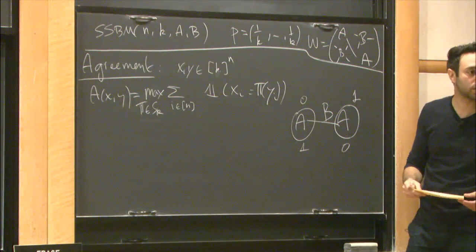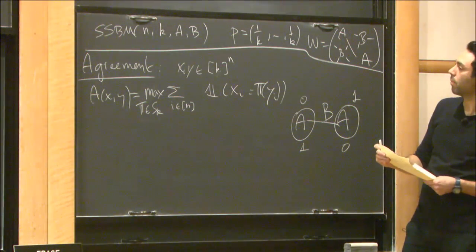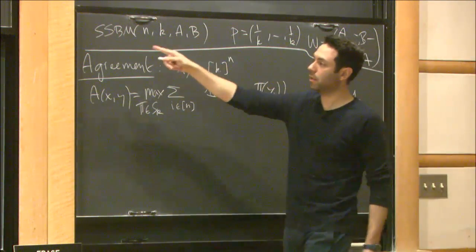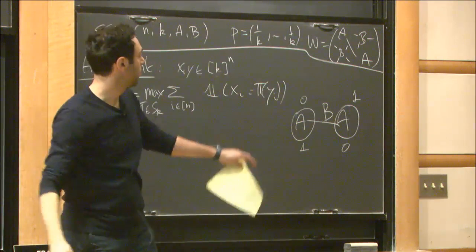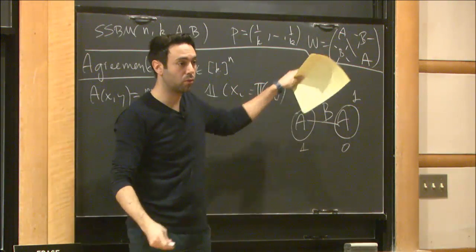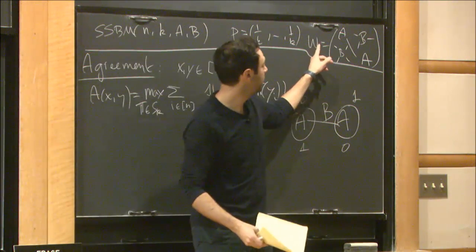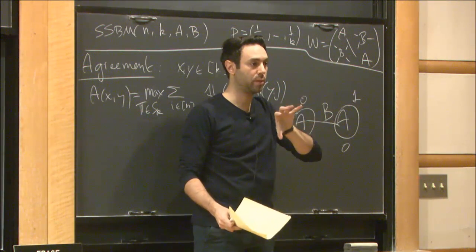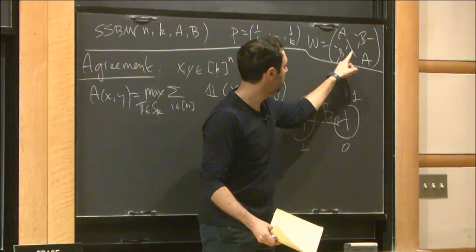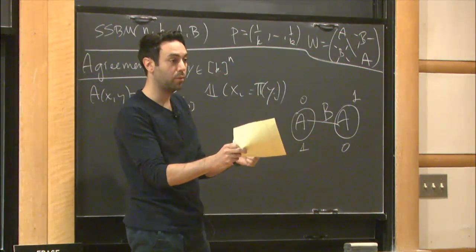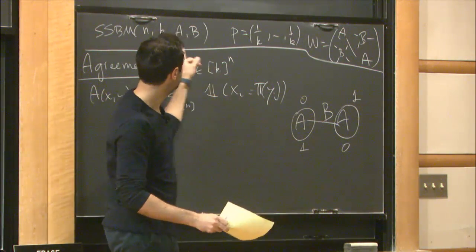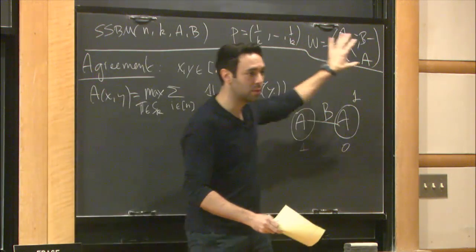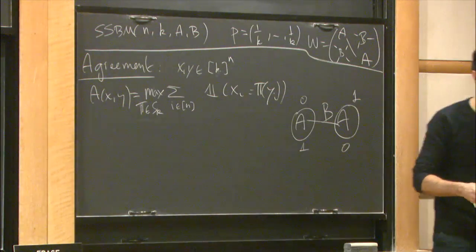Other questions? Can you say what the model is again? What's SSBM? SSBM is just a special case of the SBM where P is uniform, so the groups have the same size, and where the connectivity has the same value A for any intra-cluster probability, and the same value B for every pair of communities. So that's just a shortcut notation for the SBM with these two parameters.